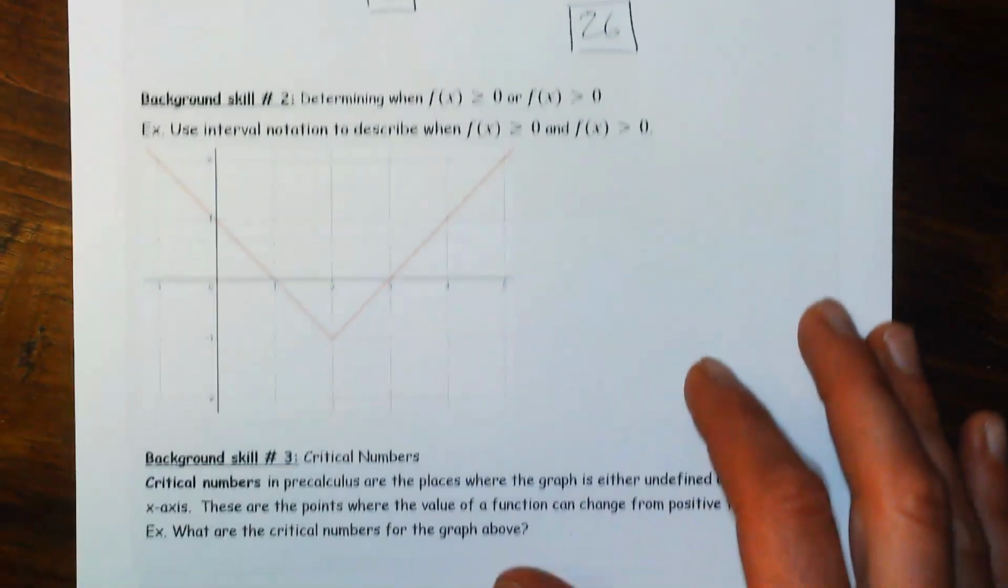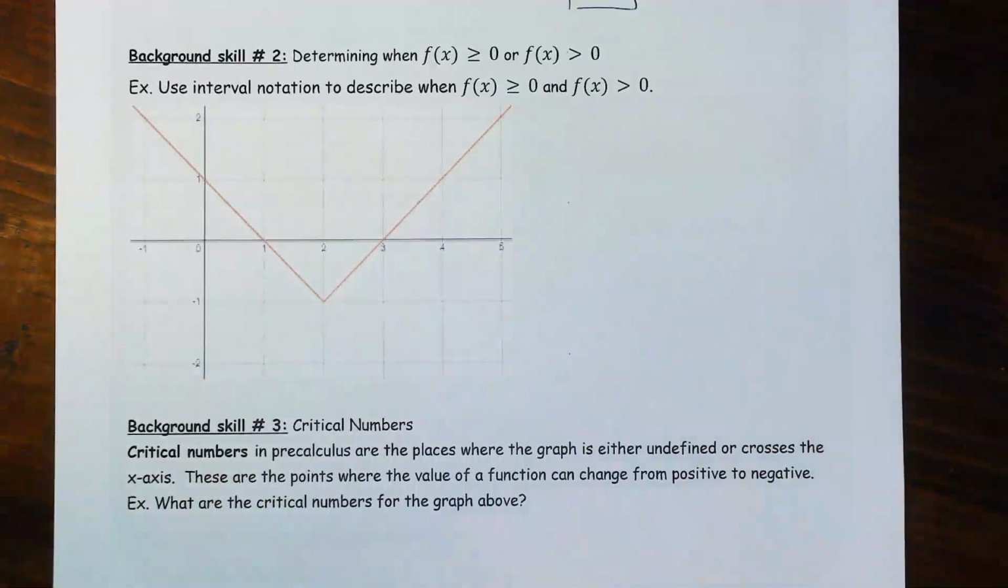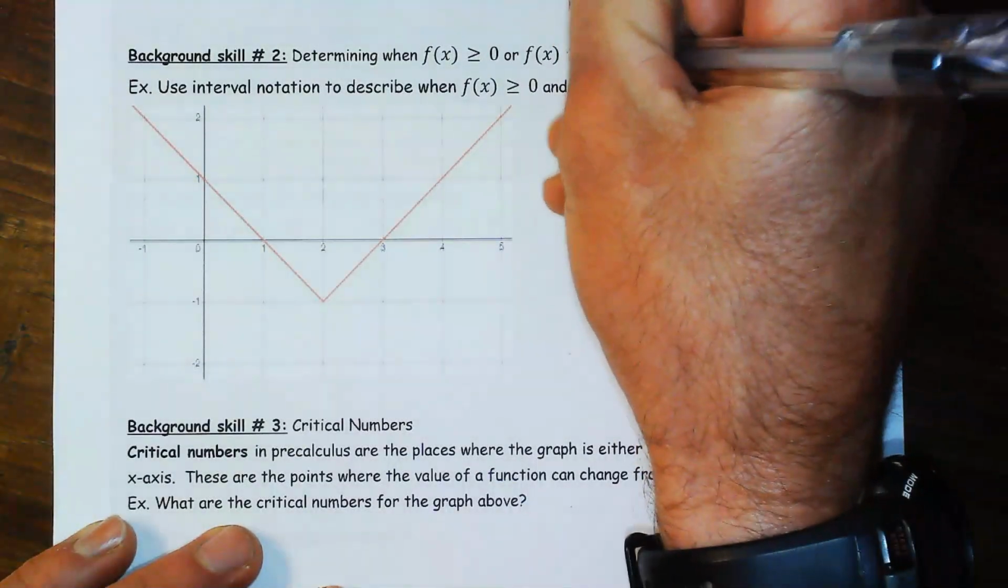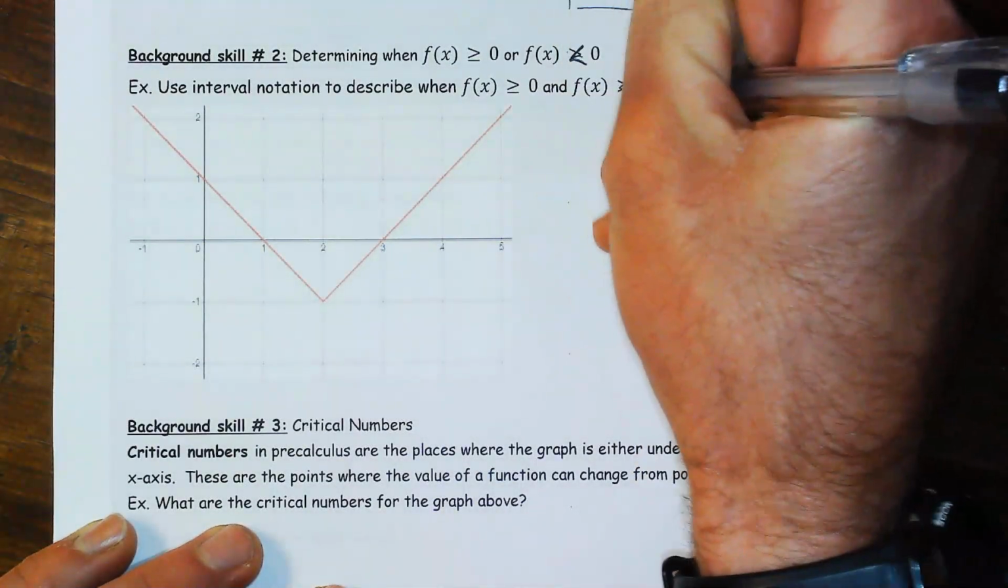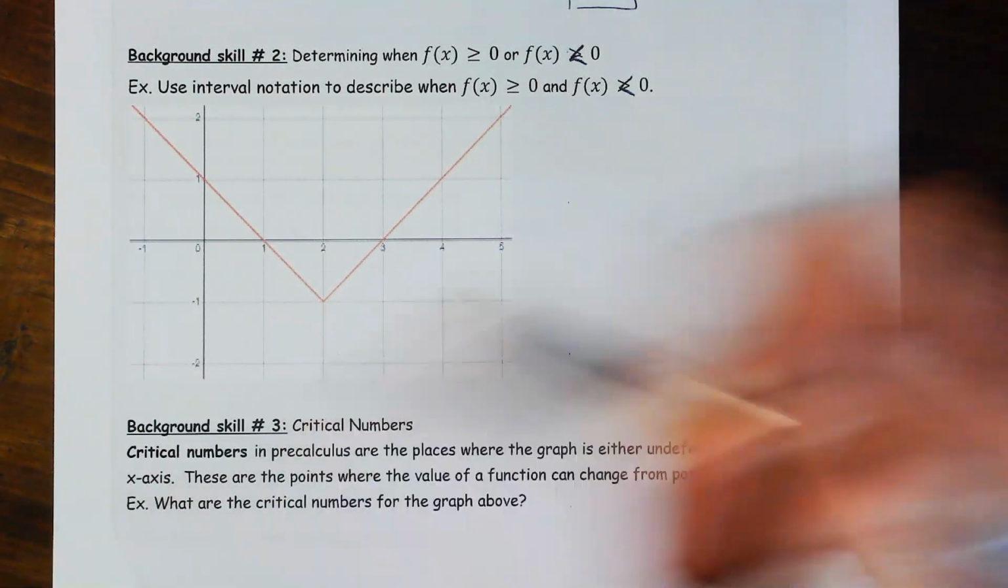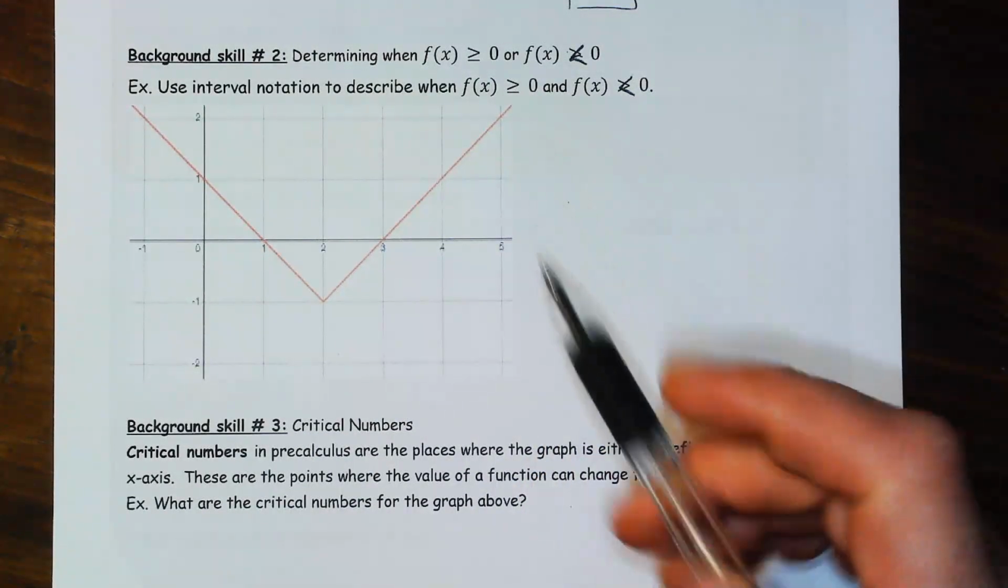Okay. Background skill number 2, determining when f of x is greater than or equal to 0 or f of x is less than 0. That greater than should definitely be less than, sorry about that. But now that that's fixed, using interval notation to describe those places.